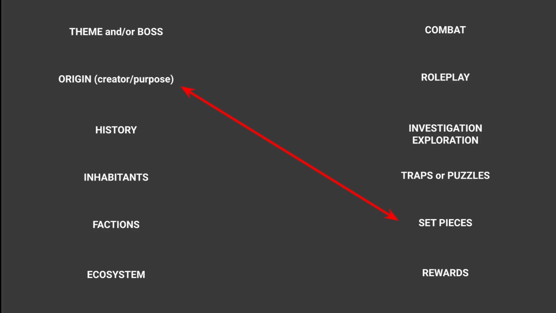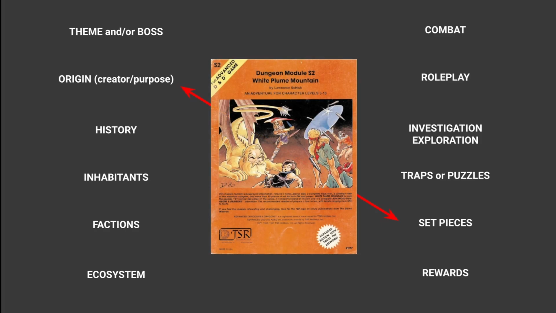The next example is White Plume Mountain, and this is a classic AD&D adventure written by Lawrence Schick. This sets up a gonzo funhouse dungeon with a number of cool set pieces that are part of the wizard's strange strategy for keeping adventurers away from his magical treasures. For example, there's a chasm with a number of large wooden discs hanging from big chains, and the only way to get across the chasm is to jump on one disc and swing to the next and to the next to get across this chasm.